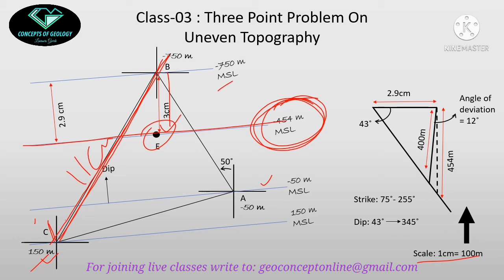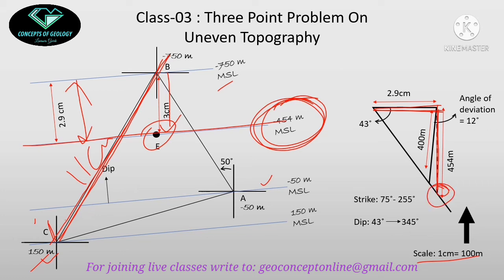To solve that, again I need to find out the perpendicular separation between these two strike lines. Okay, this will be near about 2.9 centimeter. Draw a 2.9 centimeter horizontal line here. Okay, and from here if I go vertically, I will touch the ore body at 454 meter. So draw a vertical line. Okay, and at 4.54 centimeter length we should have the ore body here.